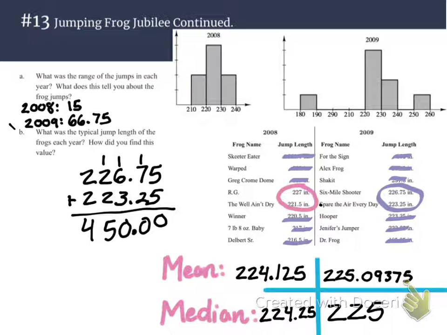All right, so we found the mean and the median for each of the years. And they're about the same. They're pretty close, which is kind of interesting. So this mean is 225 and a crazy decimal. This mean is 224 and change. The median is 224 and change for 2008. And the median is 225 for the year 2009.